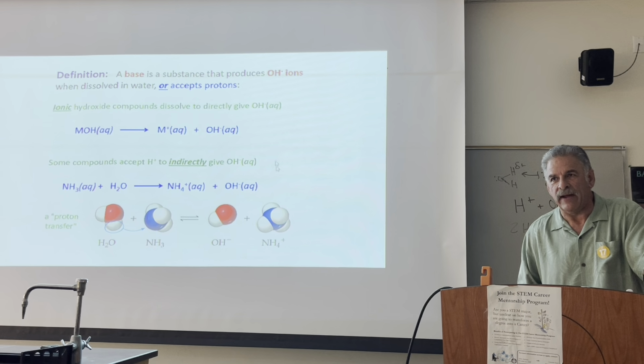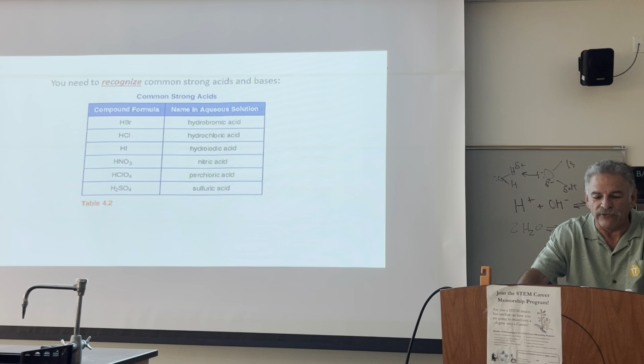You need to recognize common strong acids and bases. And again, HBr, we went through the naming of that, and that's a binary acid. So H becomes hydro, and then the name of the non-metal with the ic at the end. So hydrobromic. HCl, hydrochloric. HI, hydroiodic.